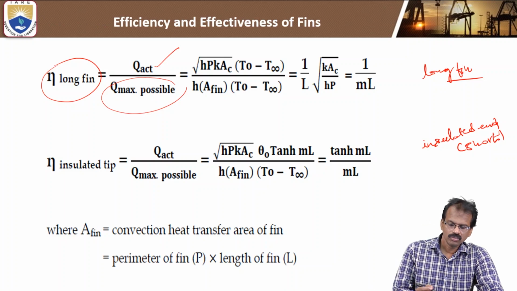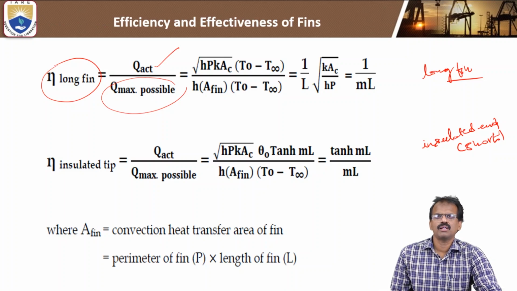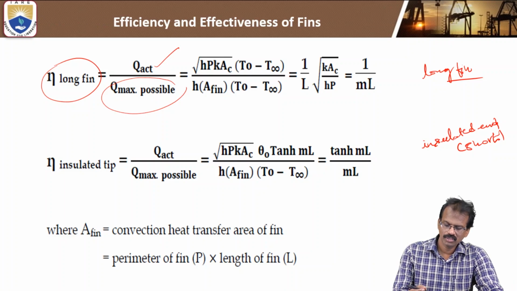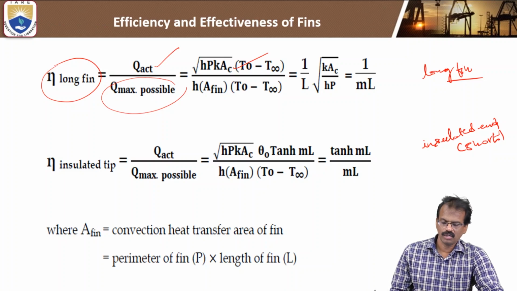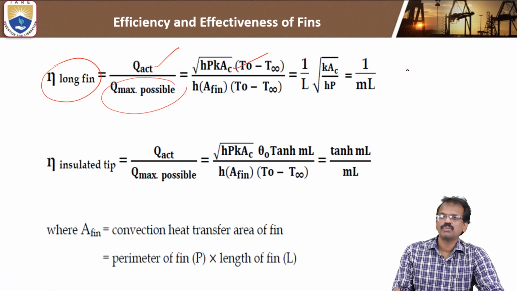You know the formula for the heat losses by the long pin, which we derived in the last class. Q actual is the square root of hPkA_c into theta naught, where theta naught is nothing but T naught minus T infinity. Here the area is different.